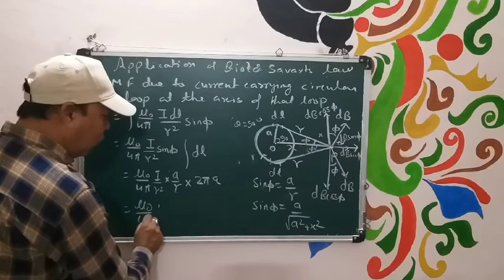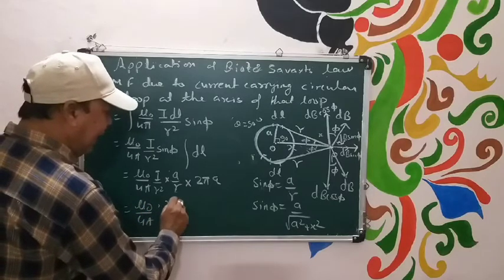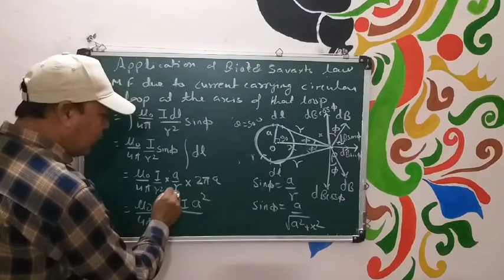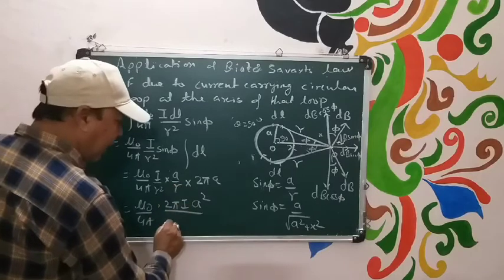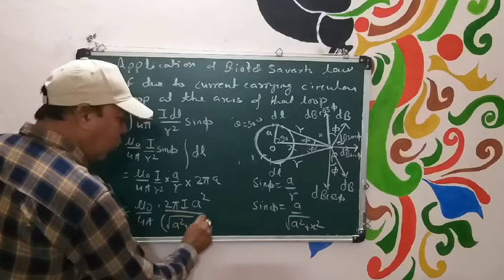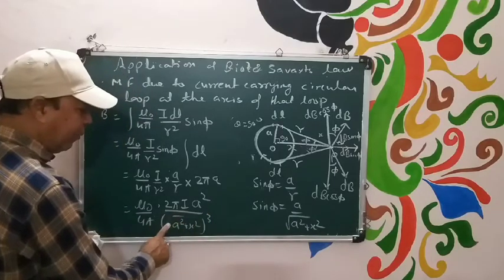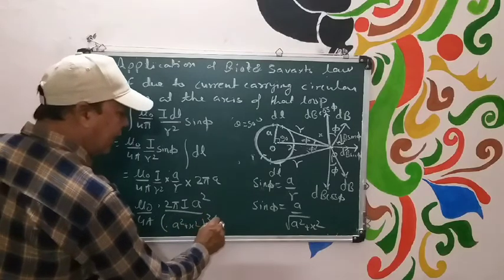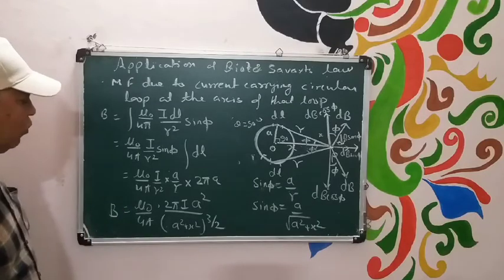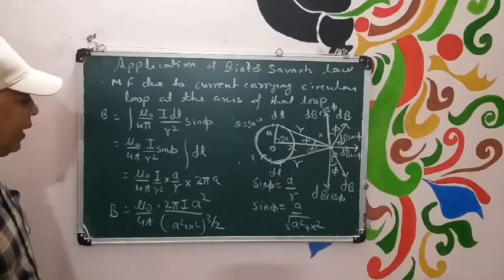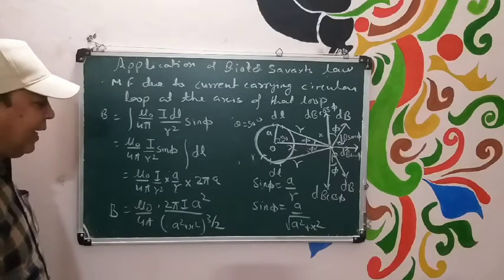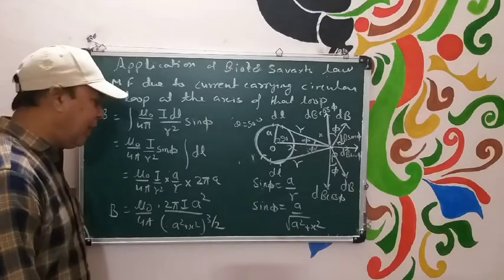So mu naught upon 4 pi 2 pi I a into a square, r square into r cube. For r you can write under root of a square plus x square and whole cube. If you replace under root by power 1 by 2, so you will find 3 by 2. This should be the value of B. B should be equal to mu naught upon 4 pi 2 pi I a square upon a square plus x square raised to power 3 by 2.